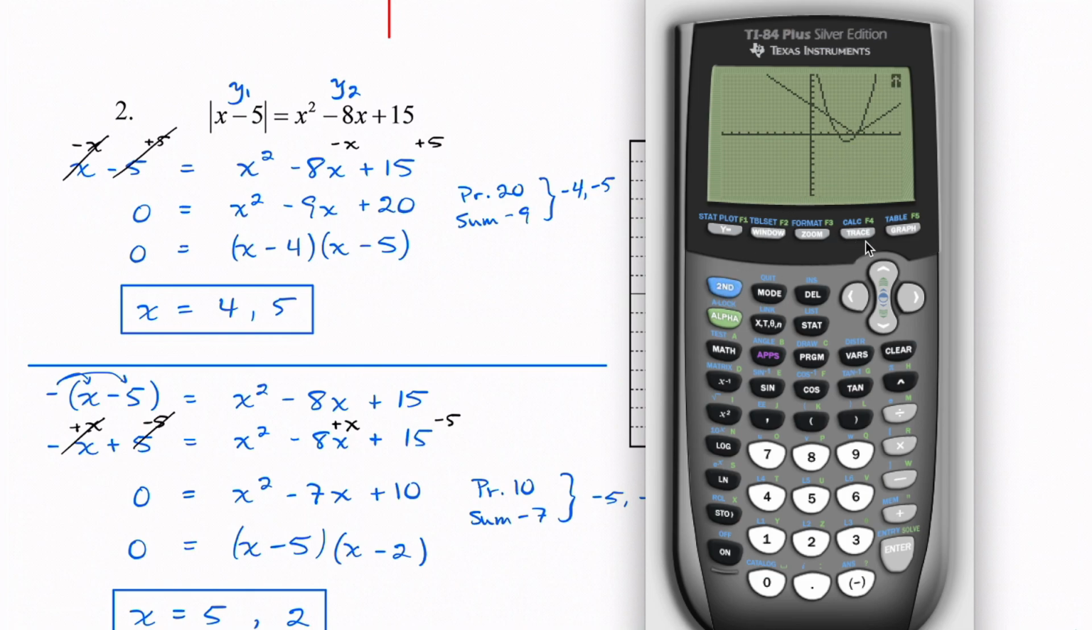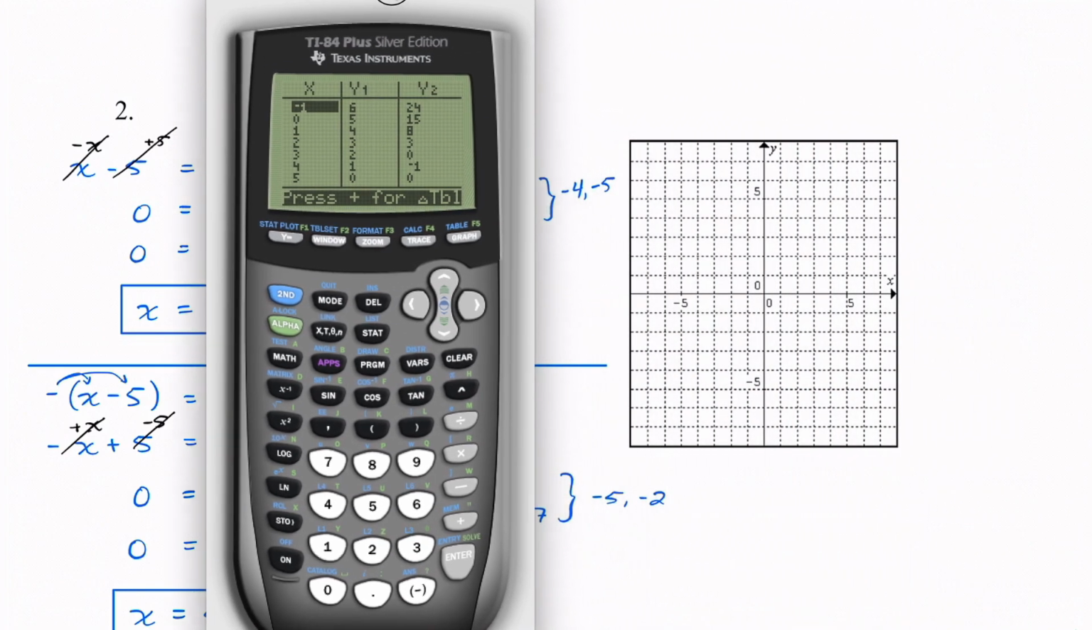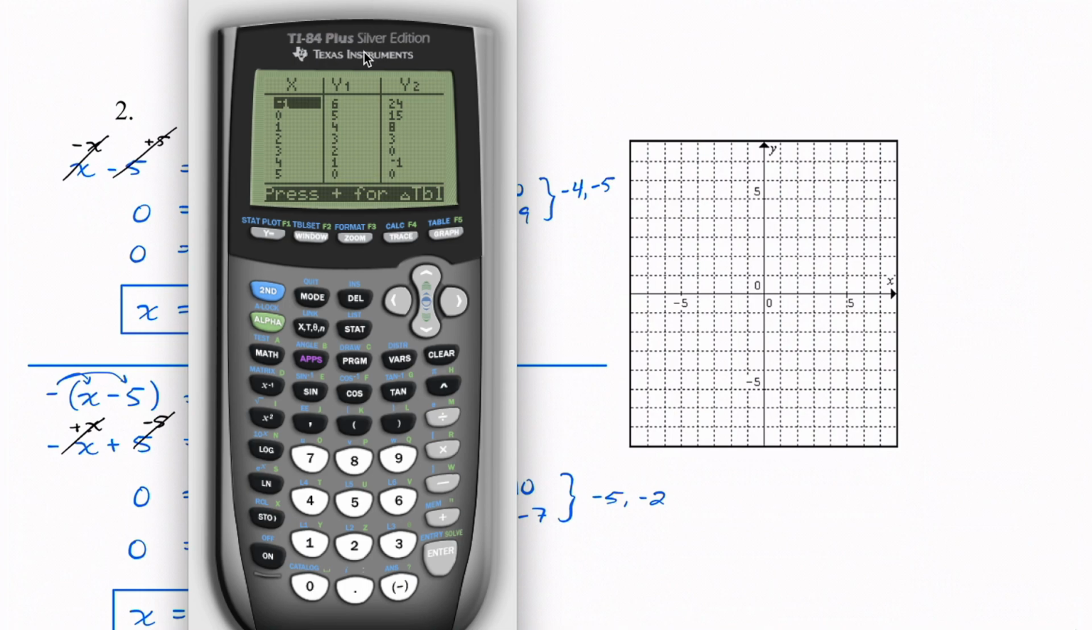So we're going to click second, graph. That'll get us to our table of values, and we're going to plot some of these points. So let's graph y1 here first. At negative 1, it's at 6. So at negative 1, we're up here at 6.